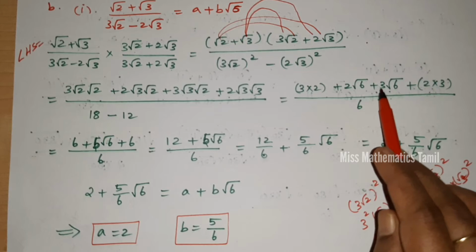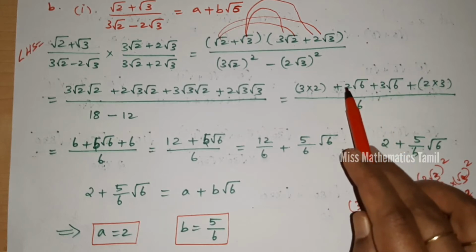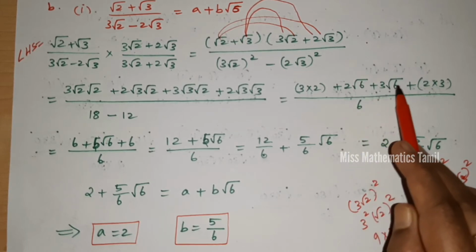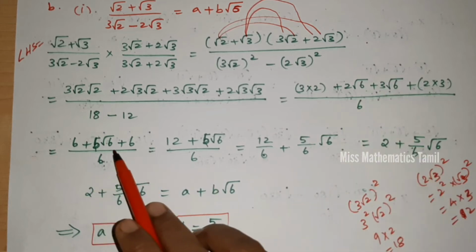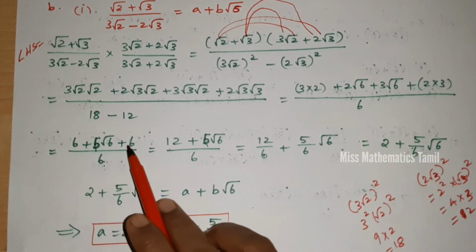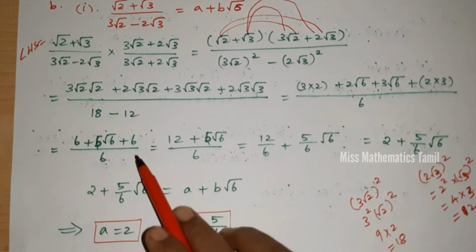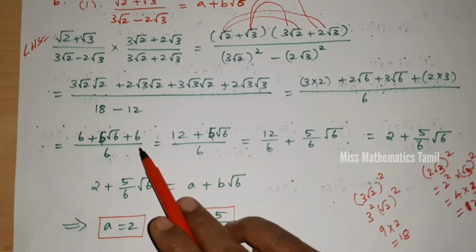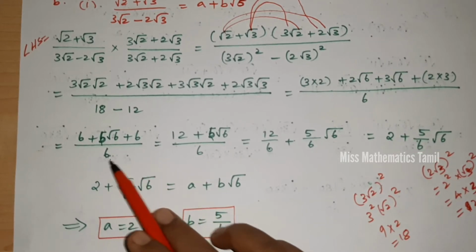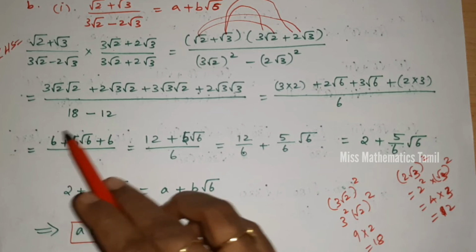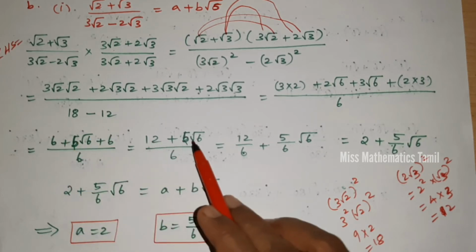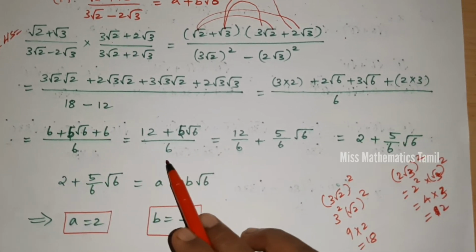We can add, right? Because this one is 2 root 6, this one is 3 root 6, so totally 5 root 6. Last portion: plus, 2 3s are 6, so the denominator is 6. Next, 6 plus 6 is 12, plus 5 root 6, divided by 6.